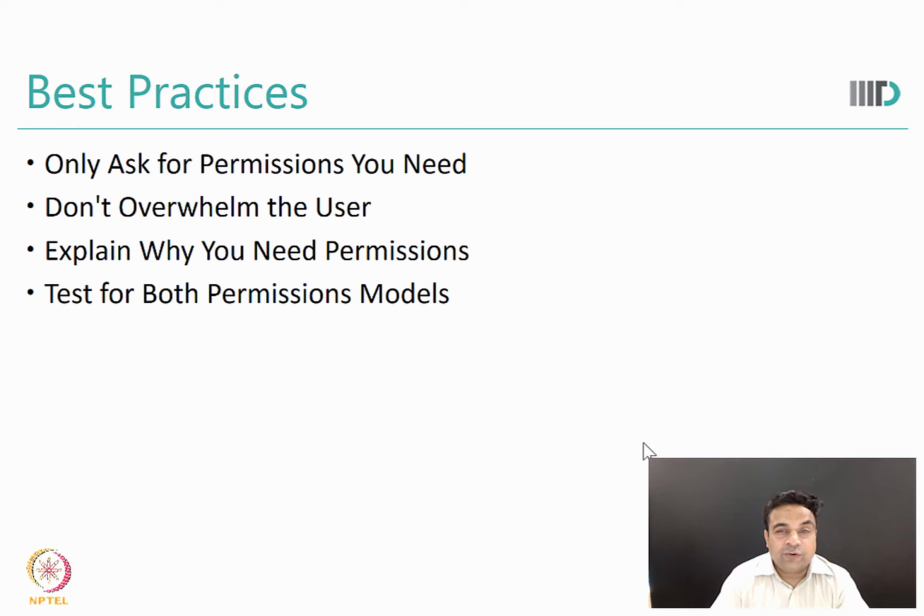And if at all you do need a permission, maybe you would like to explain to the user why you need the permission. Maybe you would like to say that the permission will allow extra functionality or extra features in the application. Now, last but not the least, you must test for both permission models. That is, when you get a permission and when you did not get permission. So that is all about system permissions.